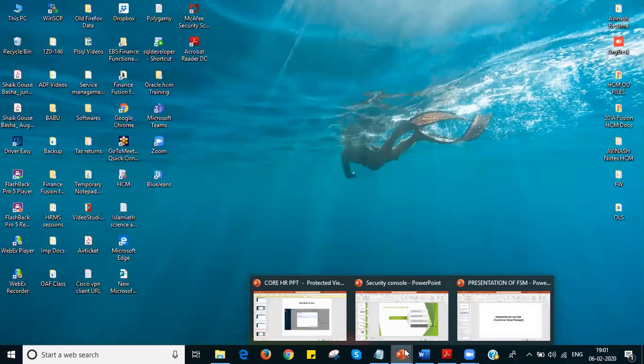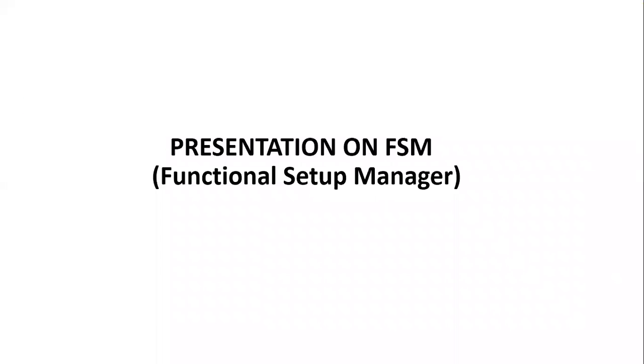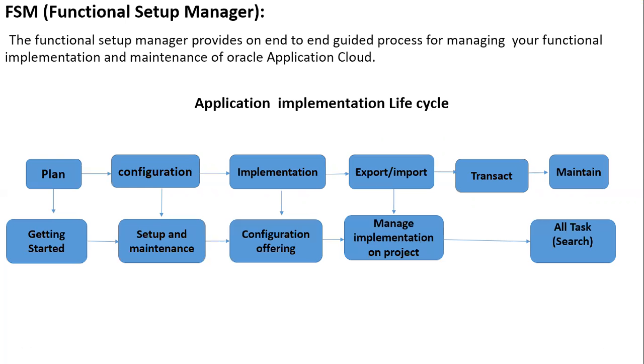Let's talk about how the implementation was done. In an implementation project, how are we going to do setups? The Functional Setup Manager was the tool available to do each and every setup, whether functional or technical. First we need to plan what configurations we are doing, and then we go to Setup and Maintenance and get started with the work.